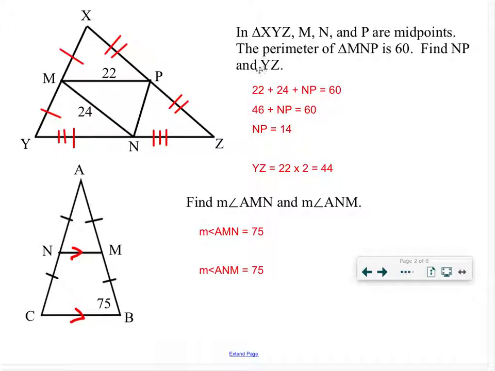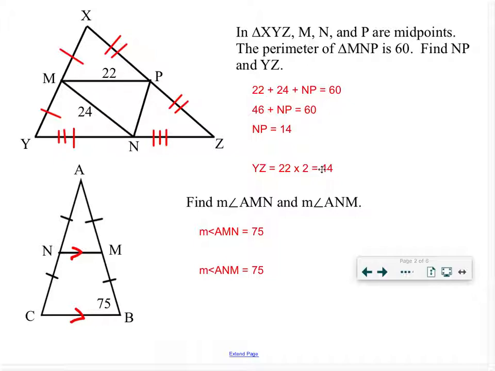They also asked me for YZ. So I looked at YZ here and I looked at the midsegment that's parallel to it. So that's MP. And I know that this midsegment is half the length of the third side. So if this is 22, then this side, the third side, should be twice that, or 44. And I showed that here.